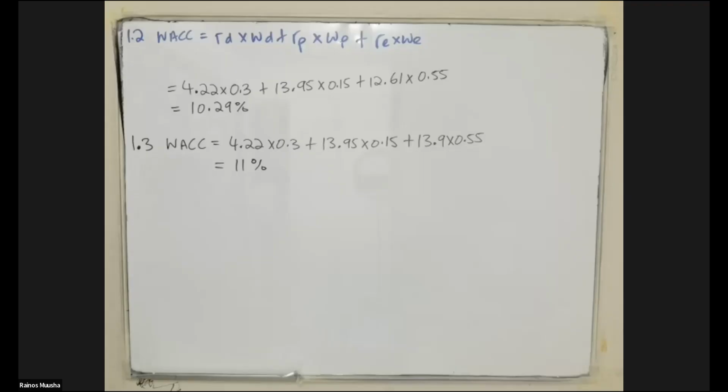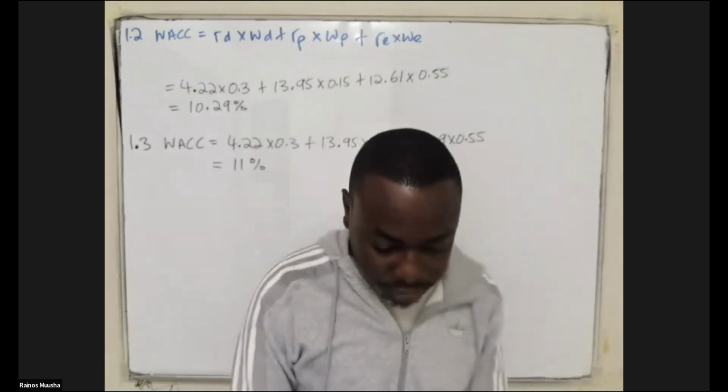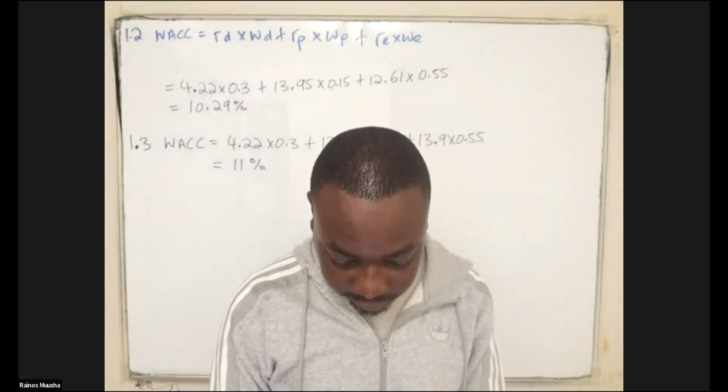So you must be able to get a figure of 11%. Are we together? Any questions? Anyone lost? So we can move on to question 2. Now for question 2, they give us that information.